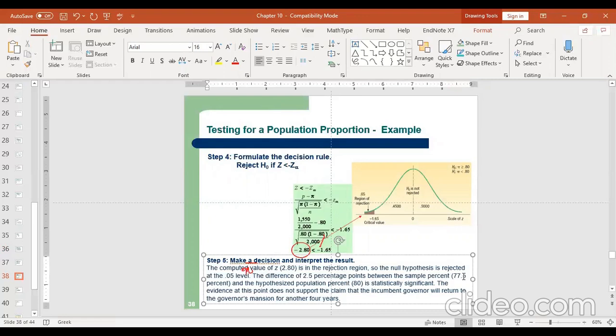When there is a difference between the population parameter and the sample statistic, that is called the sampling error. The evidence at this point does not support the claim that the incumbent governor will return to the governor's mansion for another 4 years. So there is no chance of being re-elected as governor.